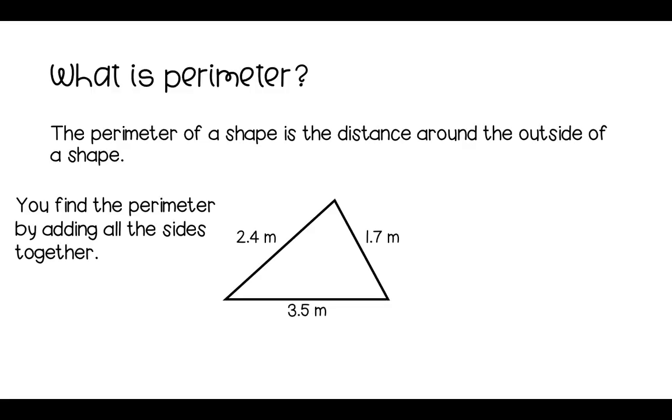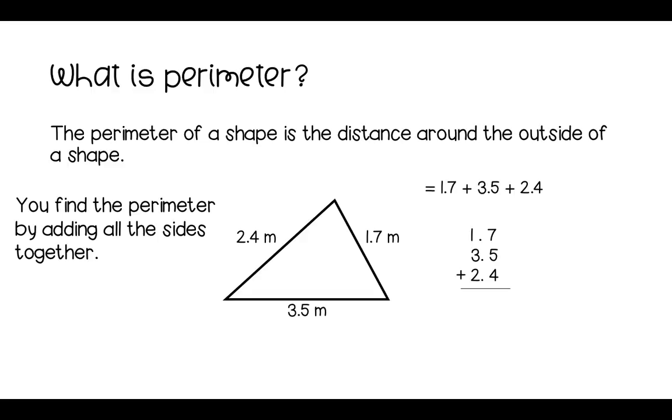Now let's do an example. So here's a triangle. It has lengths of 2.4 meters, 1.7 meters, and 3.5 meters. Now to find the perimeter of this shape, we add all of them together. So we're going to do that now, and I'm going to do it as a little vertical addition so that we can easily add it up with our decimals.